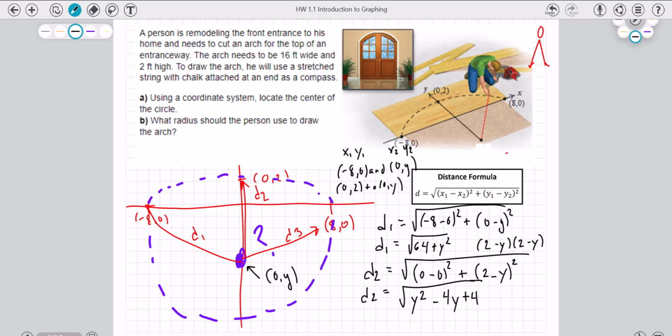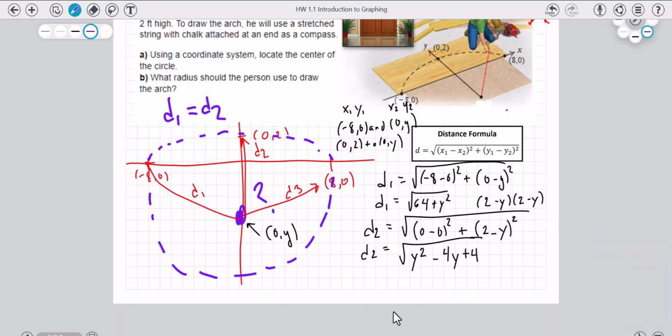All right, you're like, okay, so how does that help us? Well, I know, and I mentioned this earlier, that distance 1 has to equal distance 2, which has to equal distance 3. So you might even say, well, why didn't you use that point? You could have. That's just the points that I chose. So what I could actually do now is set distance 1, which is 64 plus y squared, equal to this y squared minus 4y plus 4.